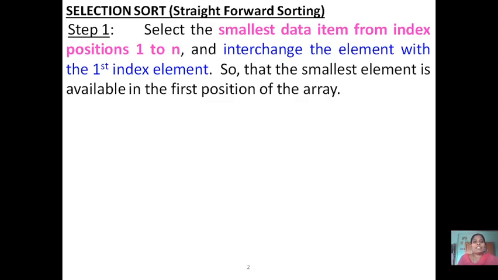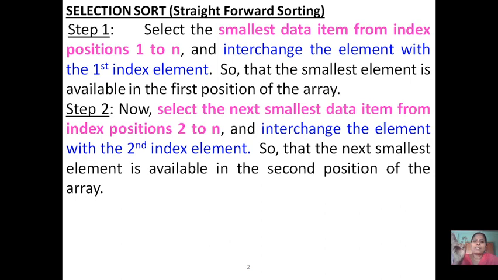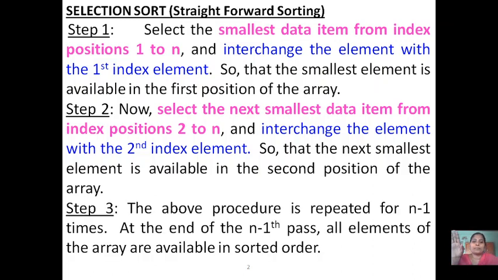So in selection sort we will select the smallest data item from the list of values and interchange that element with the first index element, so that the smallest element available will be in the first position of the array. In the second step, you will be selecting the next smallest data item from the given list from 2 to n and you will interchange that smallest element to the second position, so that the second smallest element will be available in the second position of the array. This type of procedure will be repeated until all the elements are in sorted order.